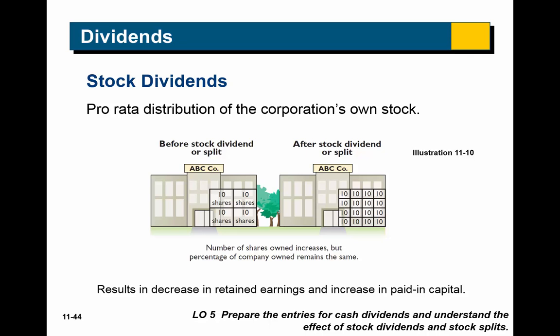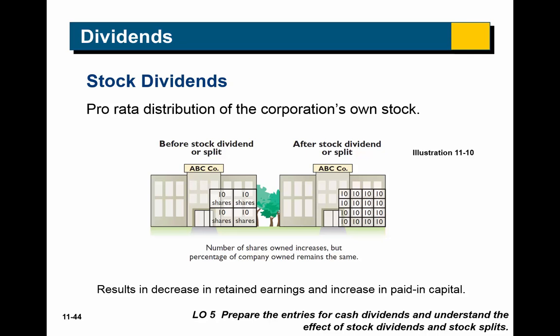Stock dividends are a little different. Sometimes a company wants to issue a dividend but doesn't have a lot of cash, so instead what they'll do is they'll issue shares of stock to the owners. This allows the owners to get more stock based on the amount of dividends they would be getting.